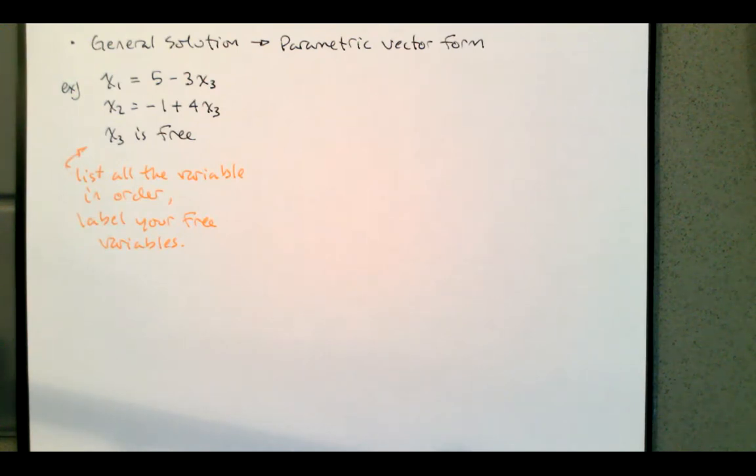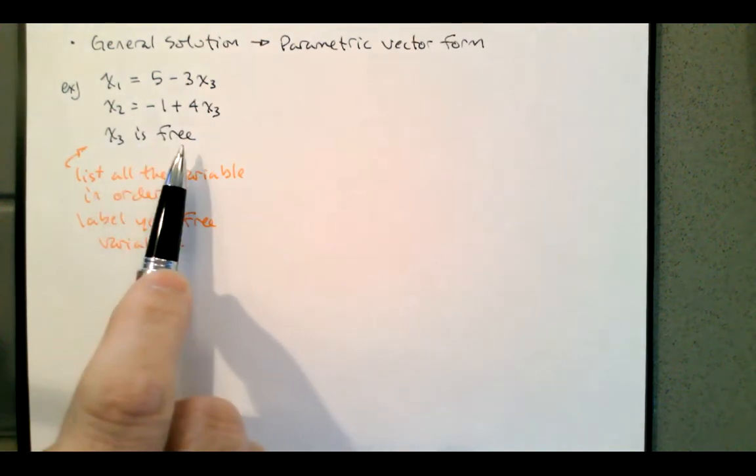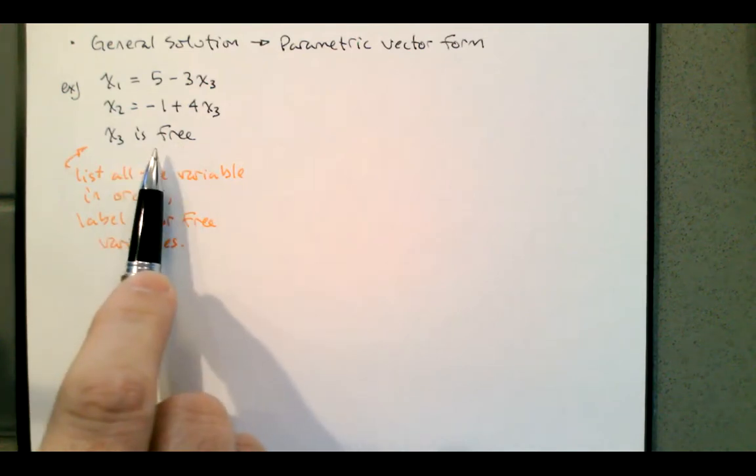Remember, basic variables correspond to pivot columns. Free variables correspond to non-pivot columns. I said that backwards. Pivot columns correspond to basic variables. Non-pivot columns correspond to free variables. So one of the things that we did, and this is the way we want to label our free variables: x3 is free, with just the words is free. x3 is free.